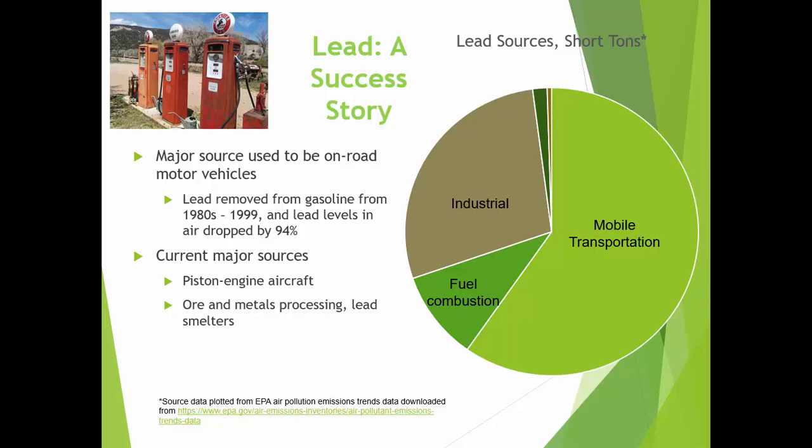So a vast majority of the lead that was going to the atmosphere is no longer going in because of gasoline combustion. So now the main sources of lead going to the air, mobile transportation is still a big source because of piston engine aircrafts and other piston engine motors. And then ore and metals processing and lead smelters, so that's industrial, those also put some lead into the air.